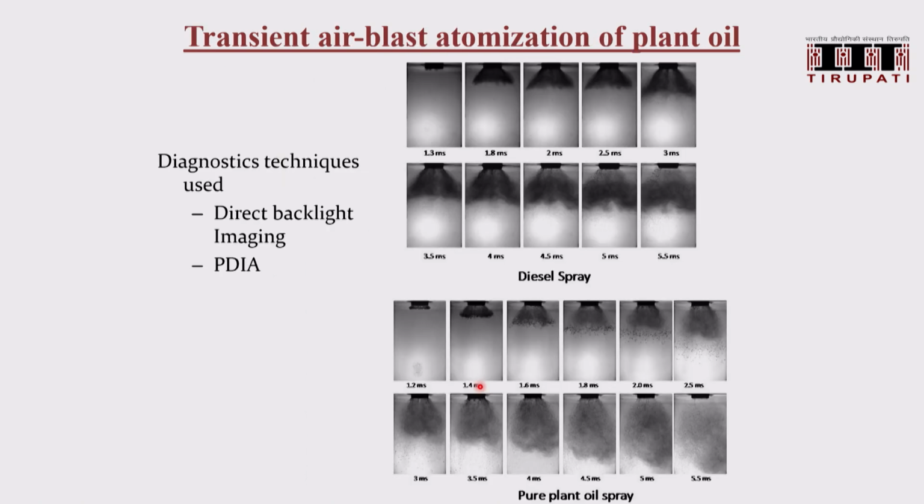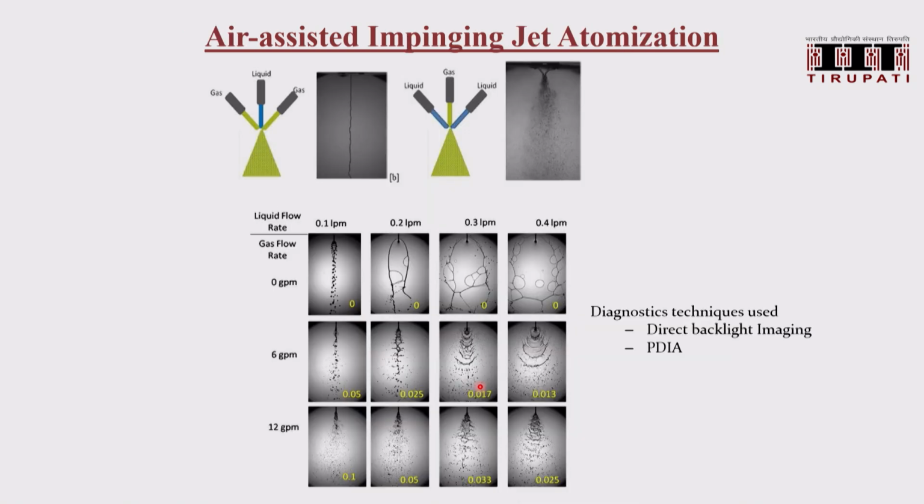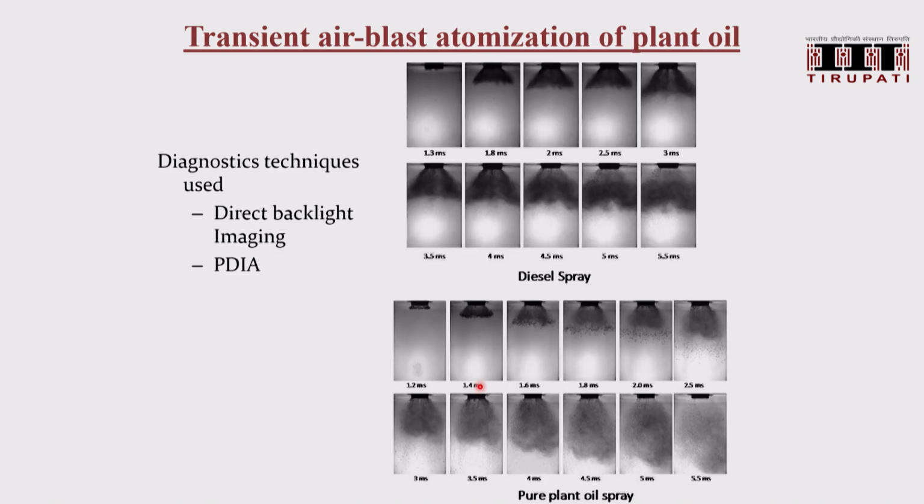And then I was talking about transient sprays, right? This one was continuous: you just switch on the injector and continuously see the spray. For a transient spray, you open the injector and then see how it evolves. This is called the penetration: at time t equal to 0, with time, how long the spray travels, that is the penetration.